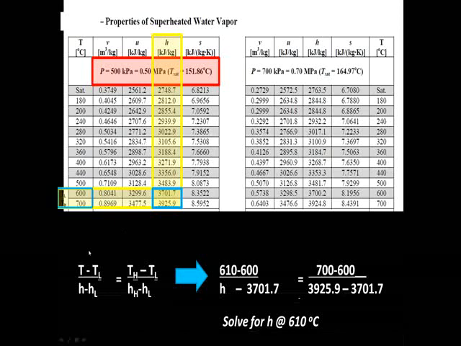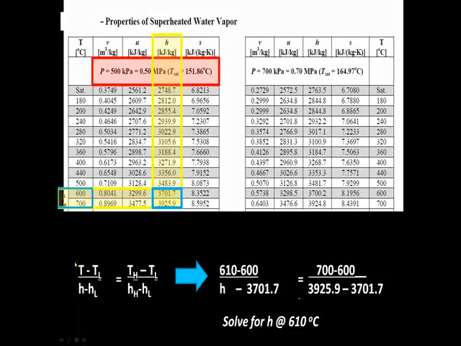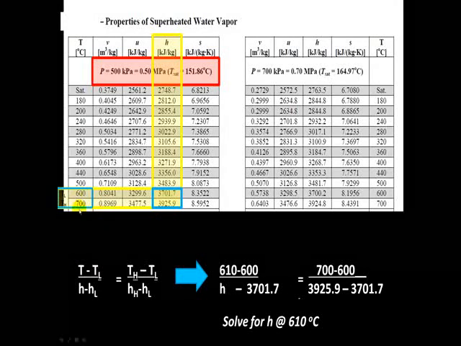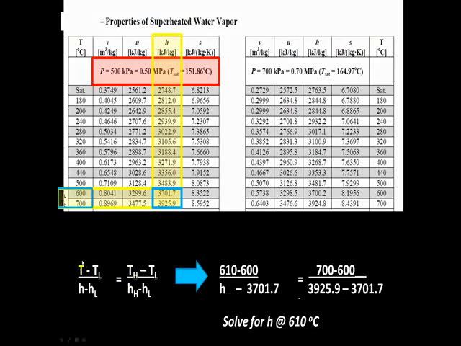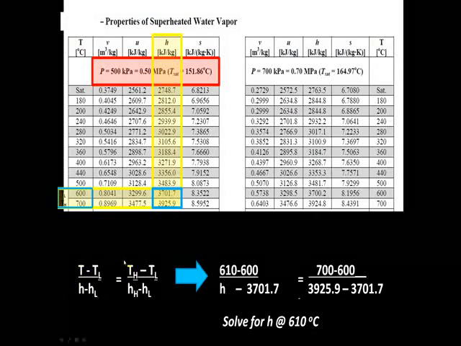where we're going to say that for solving for enthalpy at 610 degrees, if we were to interpolate between these two values, our change between our actual and our low value will have the same rate as our change of temperature over enthalpy. We'll have the same rate of change as our change from our high temperature to our low temperature over our enthalpy high to enthalpy low. So how does it look in numbers?